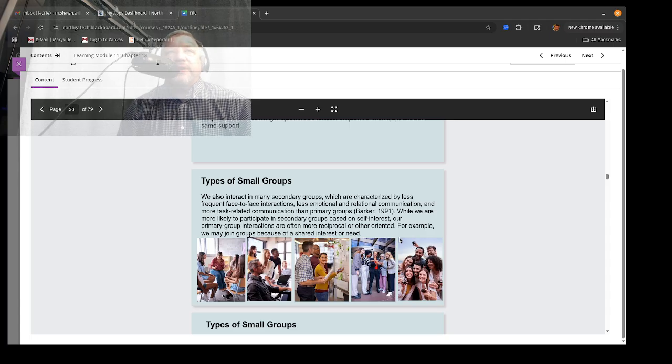We also interact with many secondary groups, which are characterized by less frequent face-to-face interactions, less emotional and relational communication, and more task-related communication than primary groups. While we're more likely to participate in secondary groups based on self-interest, our primary group interactions are more reciprocal. We may join groups because of a shared interest or need, like a photography club, right?